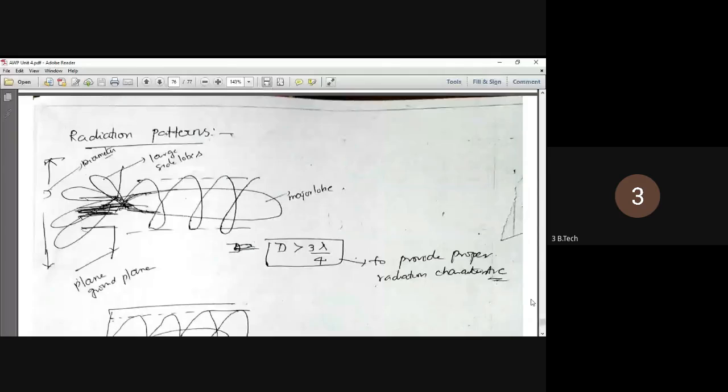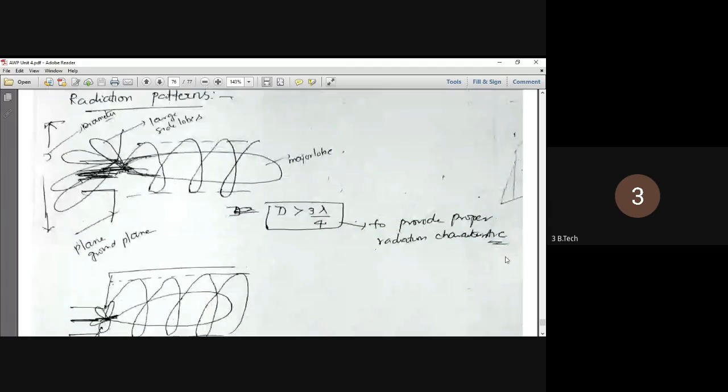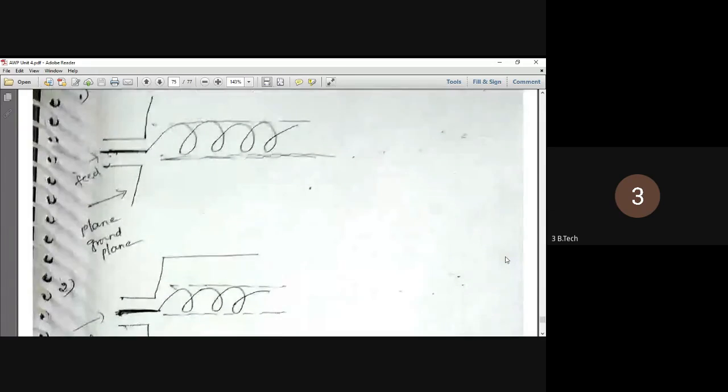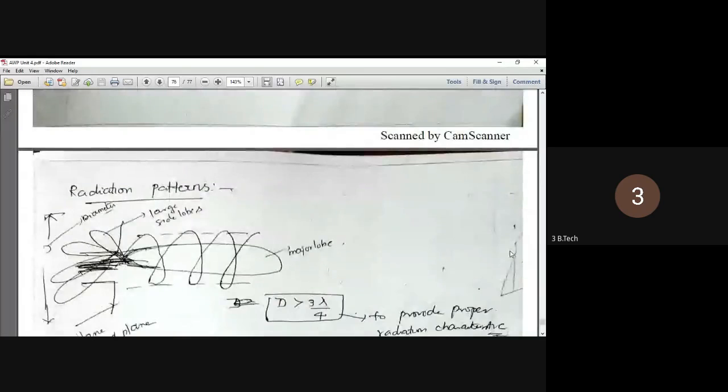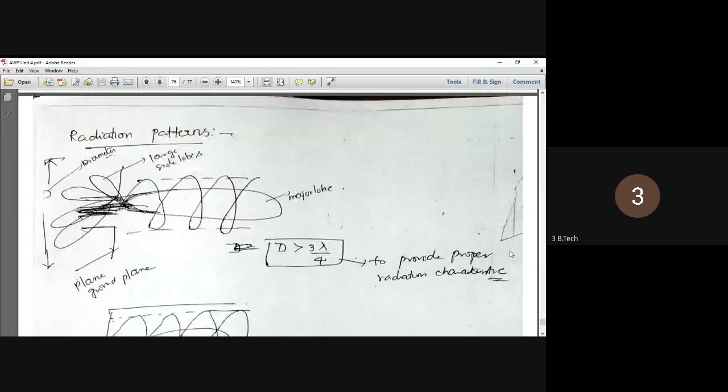Now, while we come to the radiation pattern, first we'll take the plain ground plane. In this plain ground plane, how is the radiation pattern we achieved? You take the plain ground plane, take a value of diameter in the design equation which should be larger than 3 lambda by 4. Then such a radiation pattern is achieved. You can see the major lobe with so many minor lobes here.